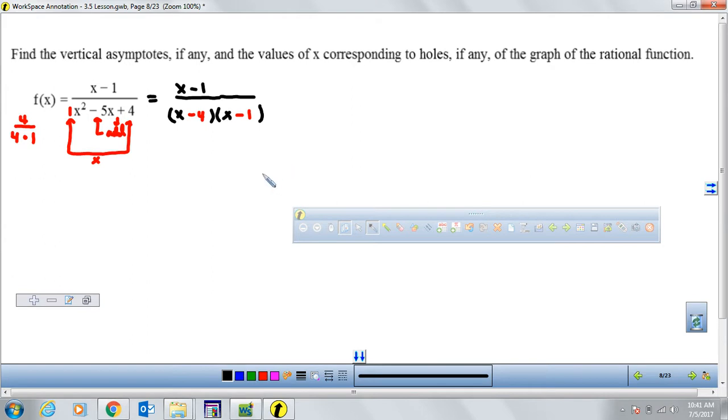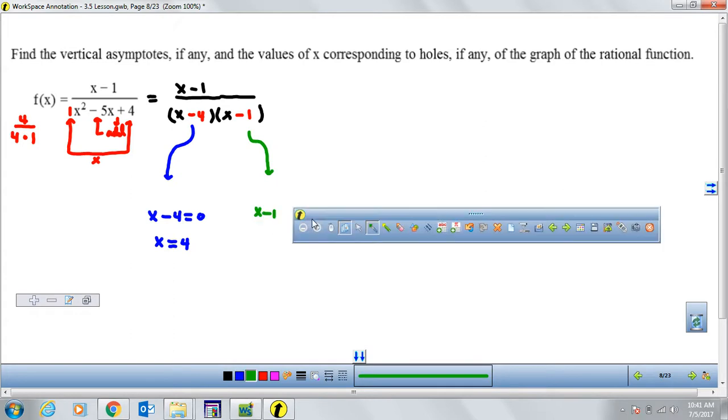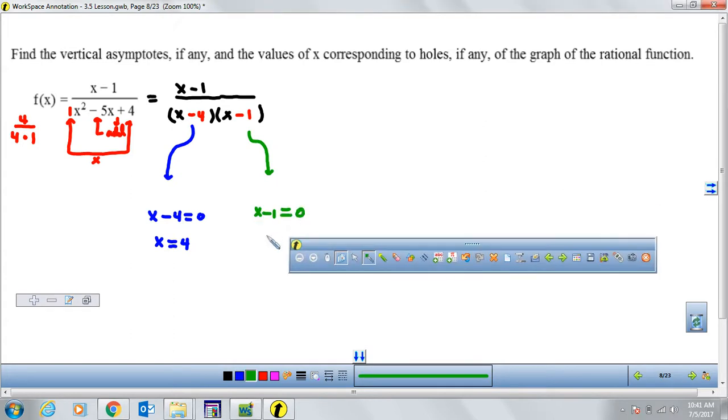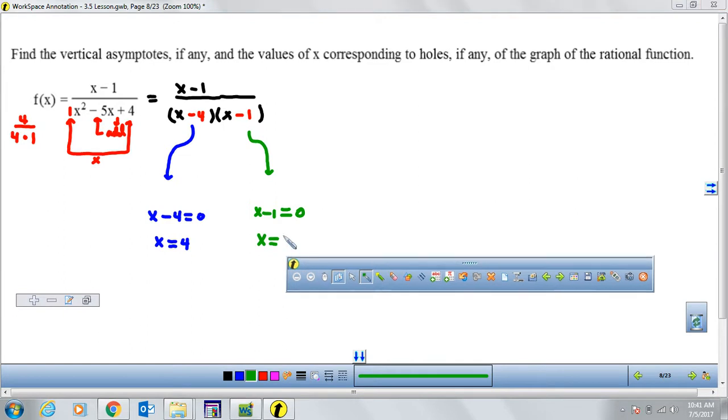Now, let me ask you this. If we find the values that make the denominator 0, so what value makes this denominator 0? If I set it equal to 0, that gives me x is equal to 4. Now, what value makes this denominator right here 0? Then if I set it equal to 0, we can find it, and that would be x equals +1. So these are the two values that make the denominator 0. But just because they make the denominator 0, that doesn't mean that automatically they are vertical asymptotes.